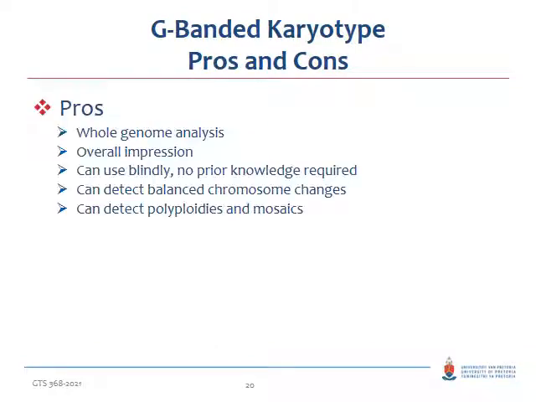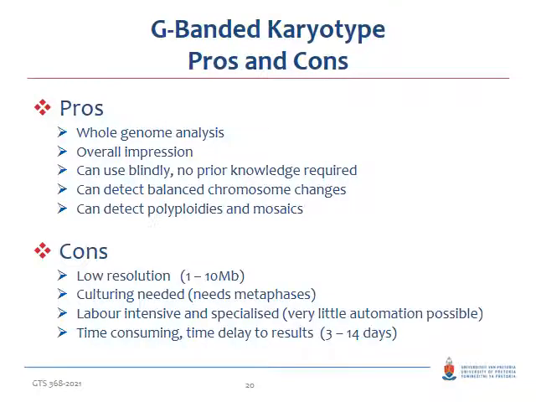So what are the pros? What makes a karyotype study useful is that you look at the whole genome, and it gives an overall impression without any prior knowledge. Balanced rearrangements can be detected, and it's possible to see polyploidies and mosaic cases. However, the resolution is very low, and about 5 to 10 megabases is the lowest that you will actually be able to see on a karyotype if there's an abnormality.